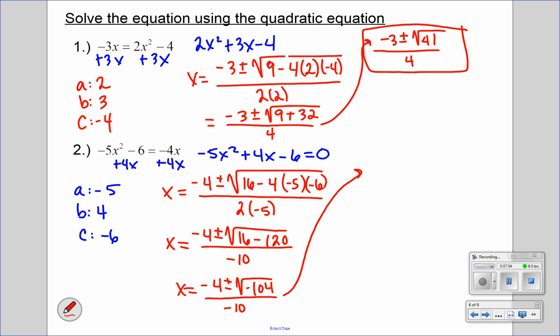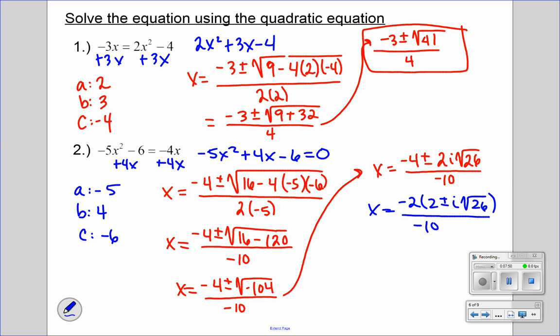Now we have to simplify the square root of negative 104. So x equals negative 4 plus or minus, and what we can do, it's going to be 2i square roots of 26 all over a negative 10. Now I'm going to factor out a negative 2 out of the top. So that becomes 2 plus or minus i square roots of 26 all over a negative 10. So x will equal 2 plus or minus i square roots of 26 all over, and 2 over 10 is 1/5. That one, the simplification is a little bit more complicated.